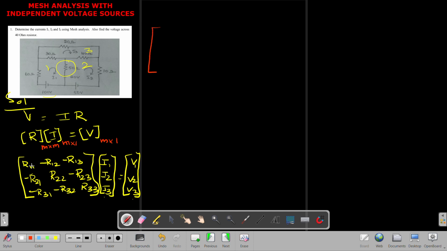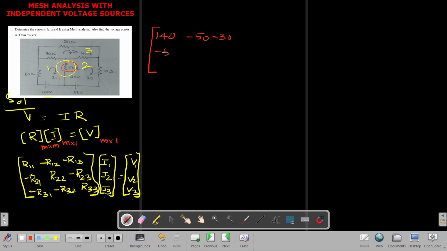So R11, as I said, is nothing but the sum of resistors in mesh 1, and you can see here in mesh 1 we have 1, 2, and 3 resistors. So 60 plus 30 plus 50. If I add, I'll be getting this as 140, right? Then R12 is nothing but the common resistor between mesh 1 and mesh 2, which is a 50 ohm resistor. So again it is off diagonal, so I have to keep a minus 50. Then R13 is the resistor connected between mesh 1 and mesh 3, which is 30 ohm. So again it is off diagonal, so I'll go with minus 30.